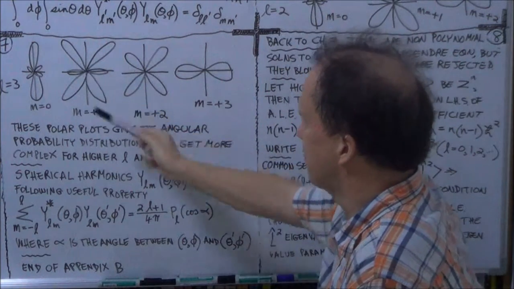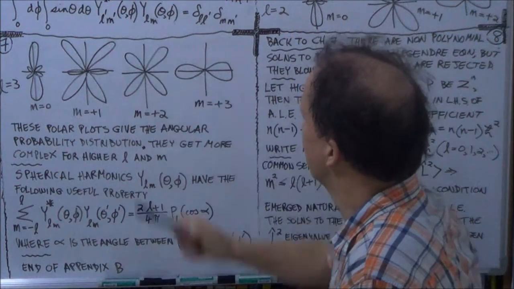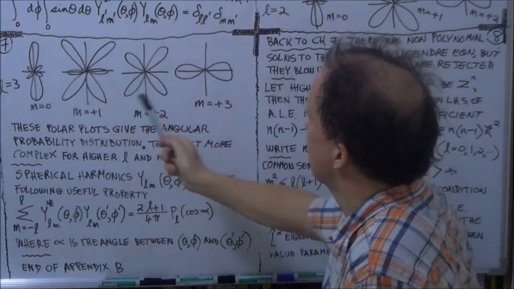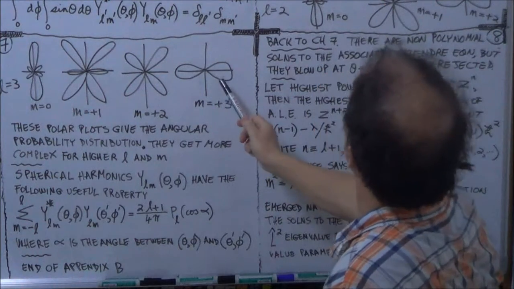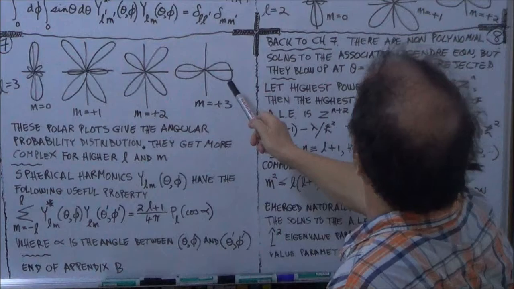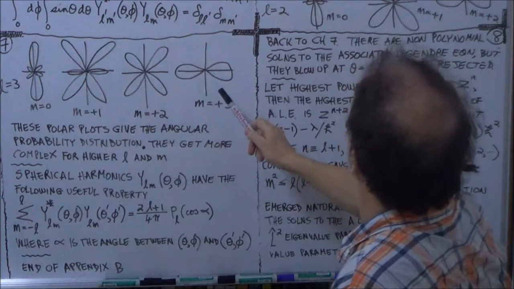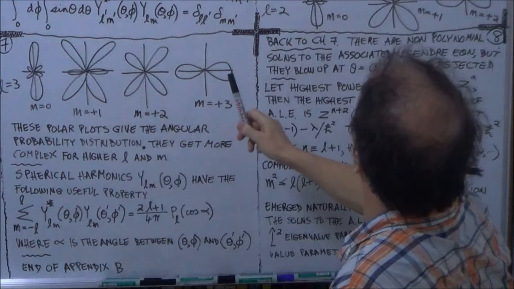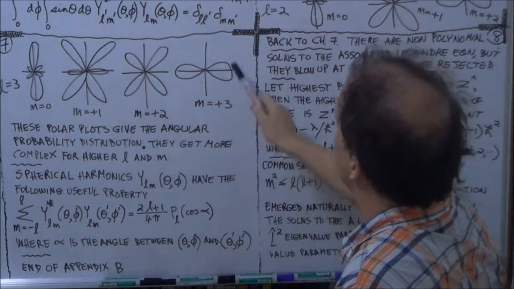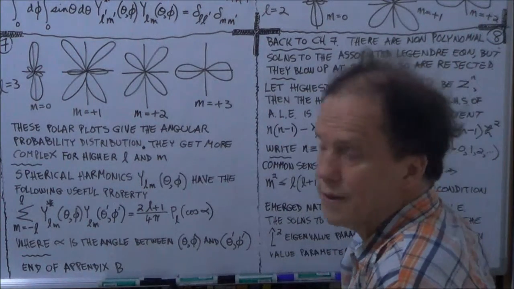And for L equals 3, M equals 2, you get a 4-leaf clover again. And for L equals 3, M equals 3, you get a simpler shape. And that seems to be a pattern, in fact, because it was the same for L equals 2, M equals 2, and for L equals 1, M equals 1. You got this horizontal figure of 8 in all three cases.